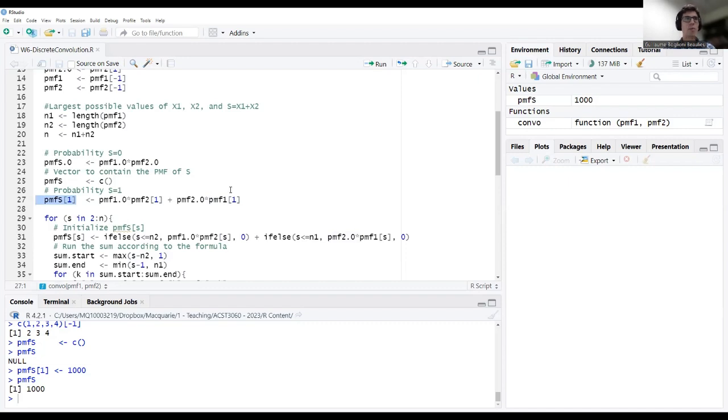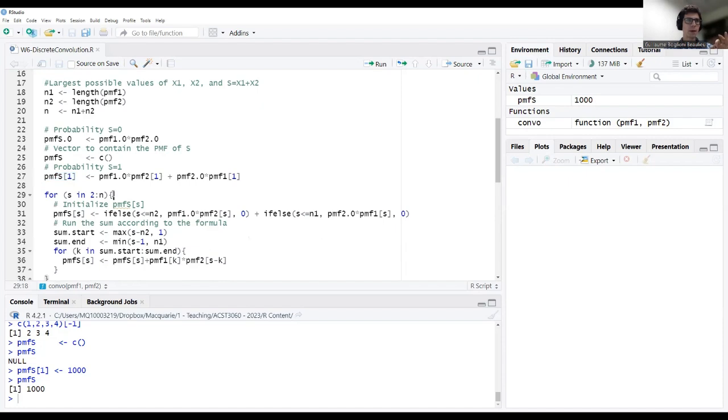Okay, and then now I'm ready to implement the convolution formulas, which I'm going to explain in the code, but overall what we're doing is we have this for loop. We're going to find the probability that big S equals every integer from 2, 3 to n. Well, yes, I start at 2 because I've already found the probability S is 0 manually, and I've already found the probability S is 1 manually. So I can run my loop from 2 to n.